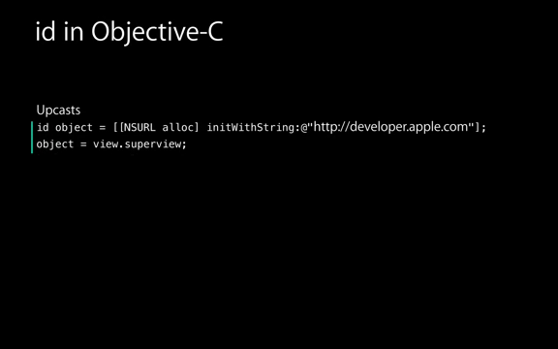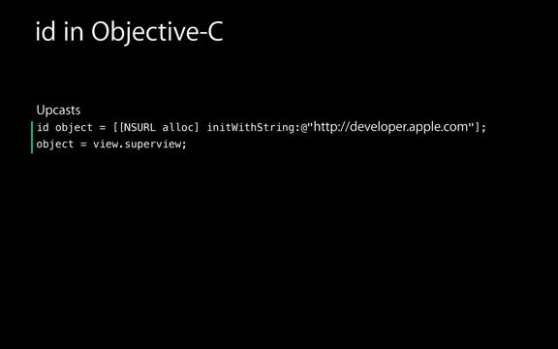With that, let's talk about id. What is id in Objective-C? It's kind of a placeholder in some sense. It means I have a value. I know it's an object, but I don't know or I don't care what the static type of that object is. It's going to vary at runtime most likely.